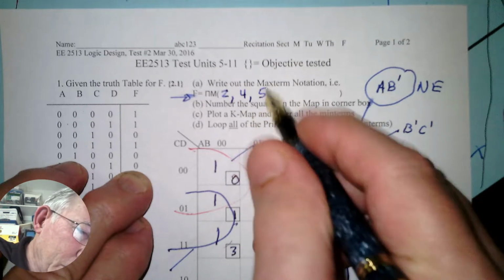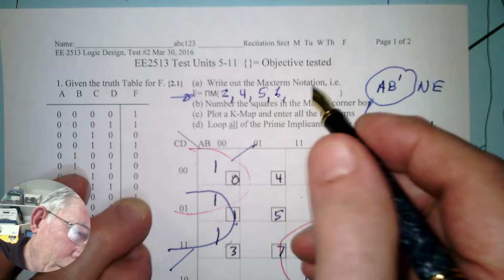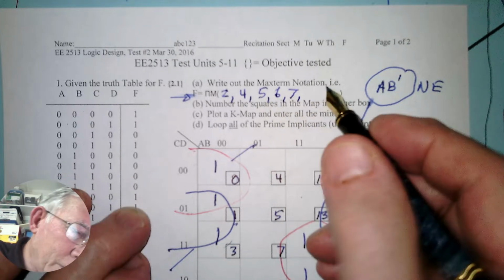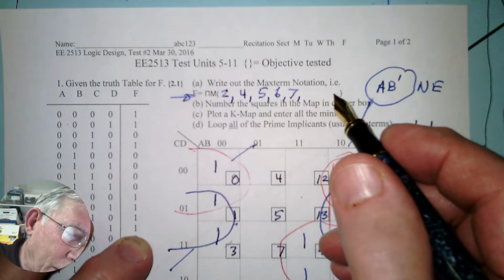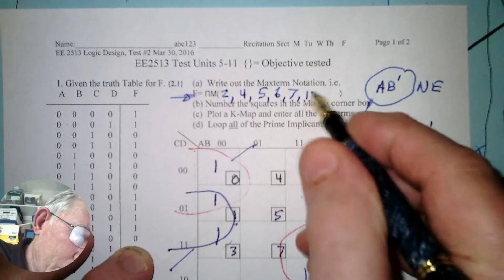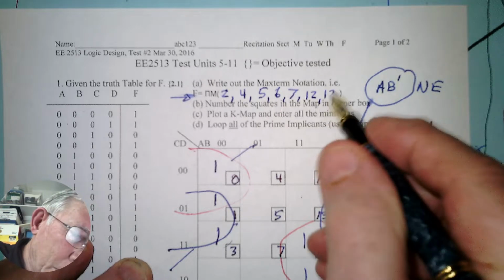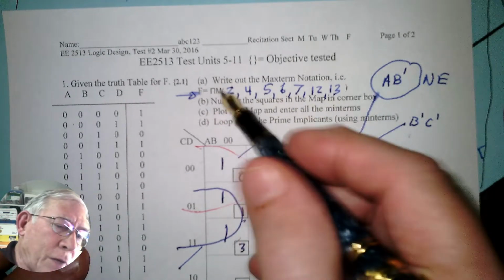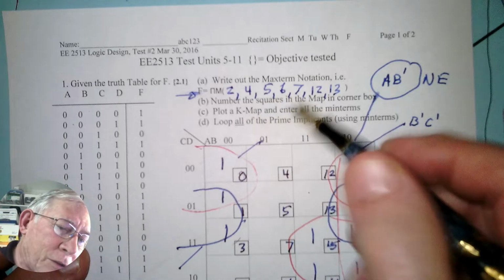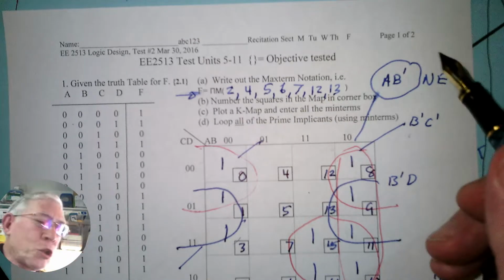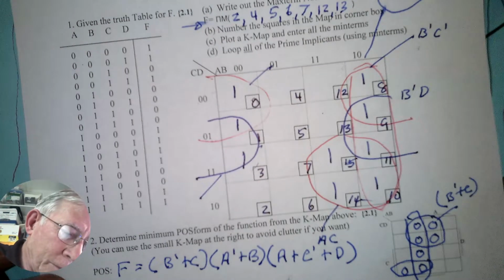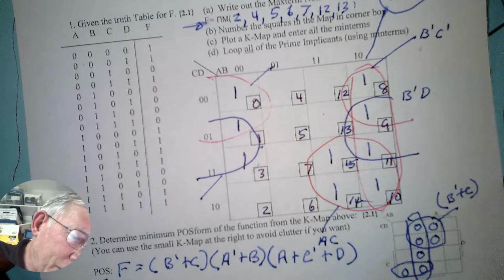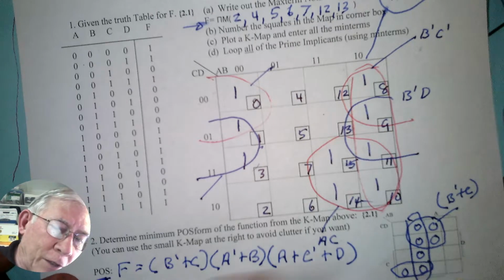5, 6, 7, 8, no, not 8, not 9, not 10, not 11, 12, 13, not 14, not 15. So the answer is 2, 4, 5, 6, 7, 12, 13. That is F equals the product of the big M's 2, 4, 5, 6, 7, 12, and 13. That's your shorthand notation. Your expression then is here in the POS form, the max terms, but I've simplified it, of course, with the K-map.